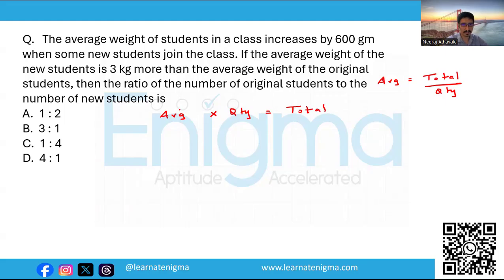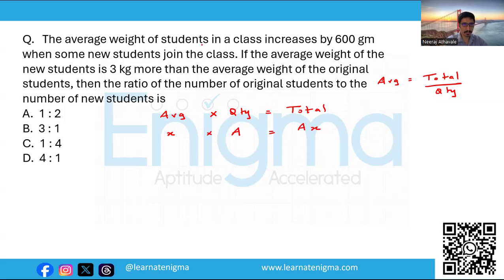Now we don't know the exact quantity. So let's assume that the original quantity was A and let their average be X. So therefore the total weight of the original students would be AX.